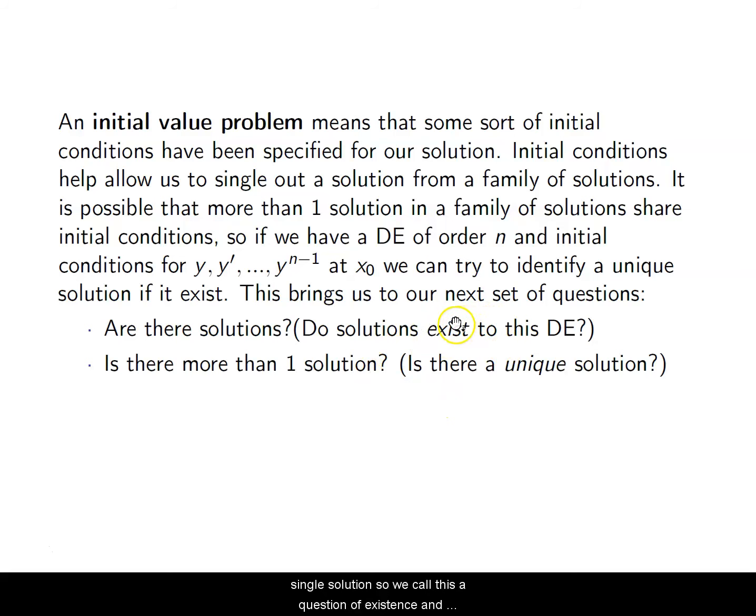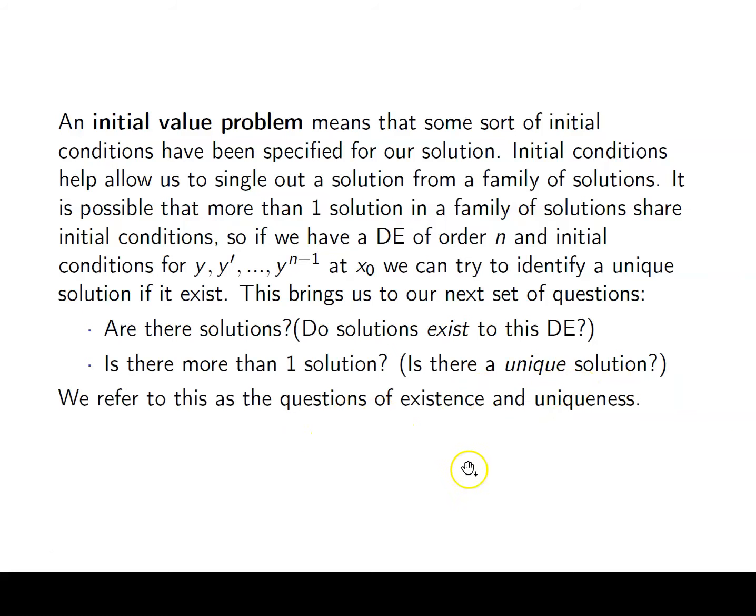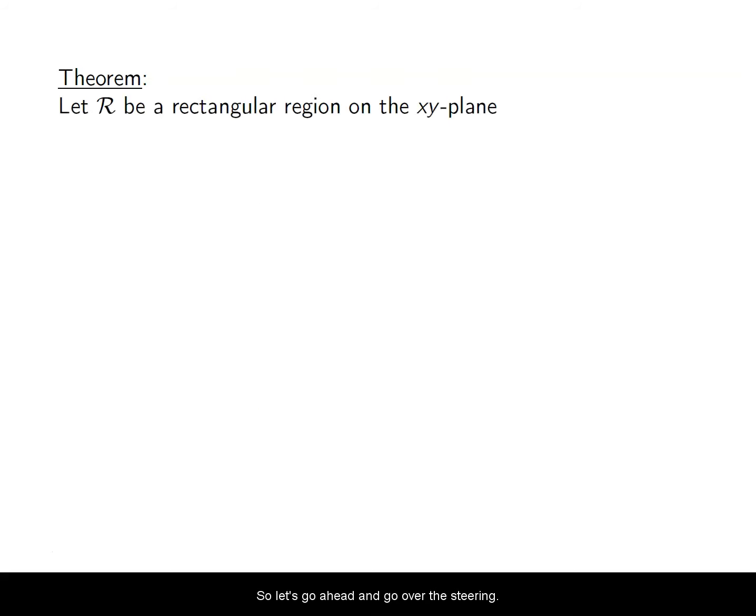We call this a question of existence and uniqueness. Do there exist solutions, and does there exist a unique solution? Luckily, it turns out that there is a theorem that helps us to identify when we have solutions that exist and when those solutions are unique. Again, we refer to this as the question of existence and uniqueness. This is a common question that we ask. So let's go ahead and go over this theorem.